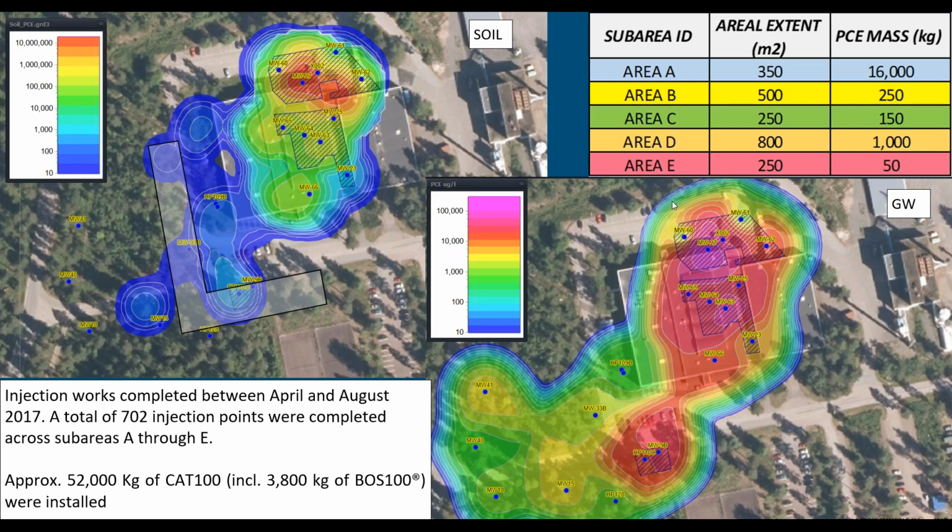The site, in terms of remediation, was then split in 5 sub-areas, which were both assigned a different injection profile in terms of amount of product to be used and injected. As we can see from this interpolation of the soil and MIP data, the estimated contaminant mass in all the different sub-areas was quite different. Areas A and B are 2 areas located in this top portion of the property, and as we can see, most of the PCE mass was located right there.